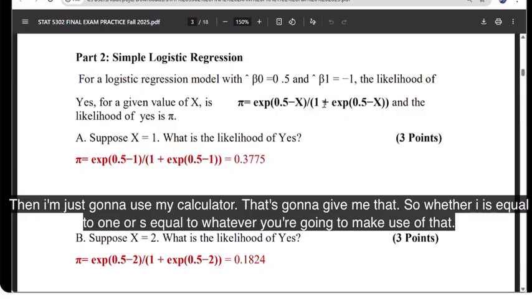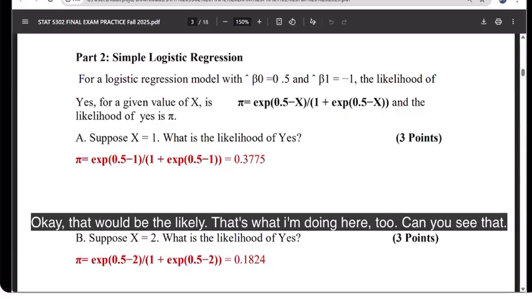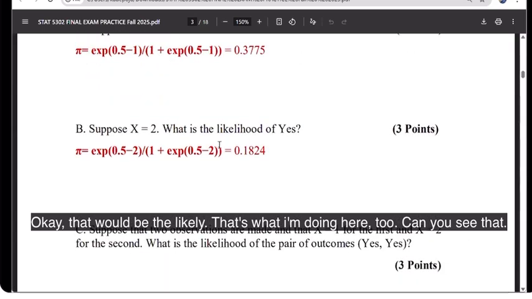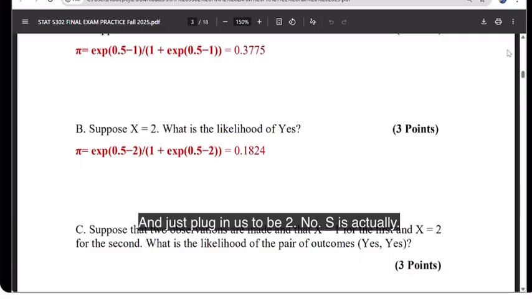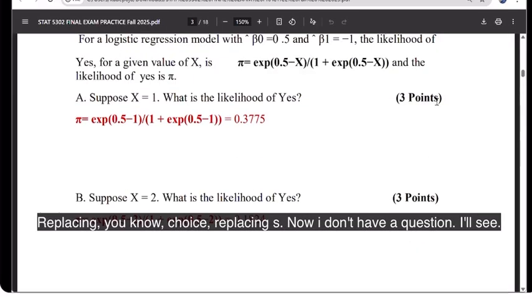And that's going to give me that. So whether s equals 1 or s equals whatever, you're going to make use of that. That would be the likelihood. That's what I'm doing here too. Can you see that? Just plug in s to be 2. 2 is replacing s.